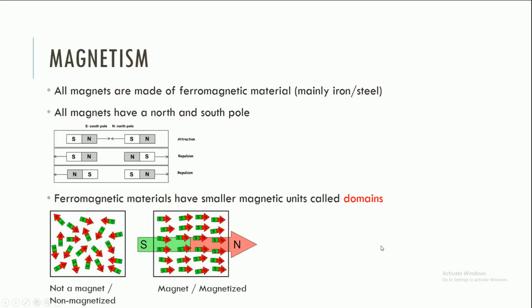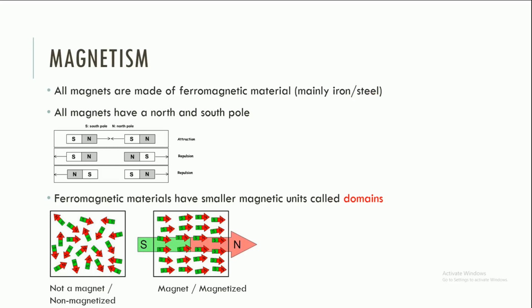So, magnetism. Well, magnetism, of course, has something to do with magnets. Magnets are made of ferromagnetic material. The main things that you will come across in your course would be iron and steel. And all magnets have a north and south pole, and these poles can either attract or repel depending on the interaction. Now, when you have opposite poles, for example, a north and a south pole, they will always attract. If you have two same poles or like poles, they will always repel. So opposites attract and same poles repel. That's a very, very important concept.